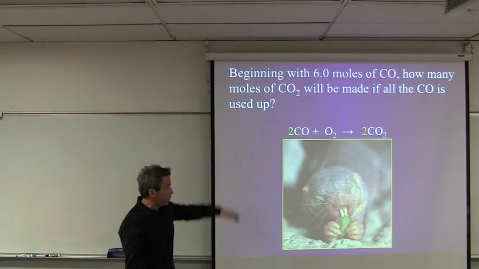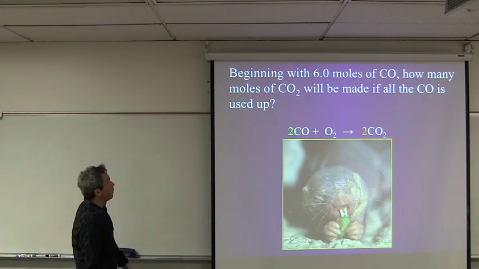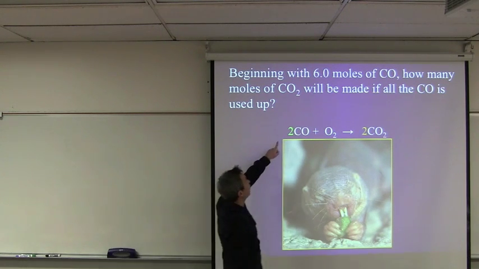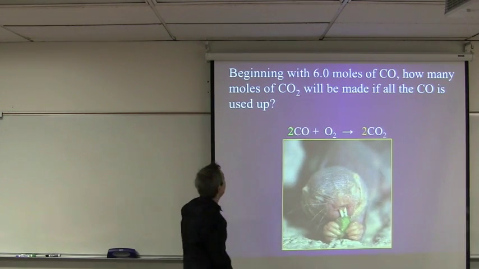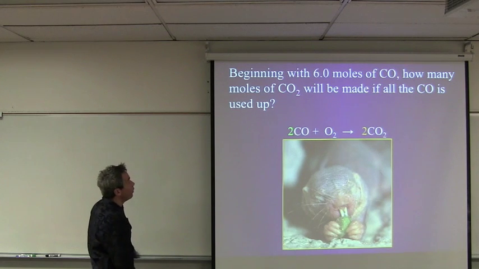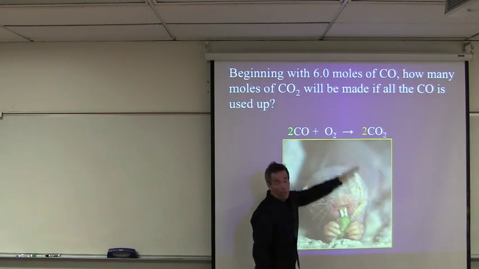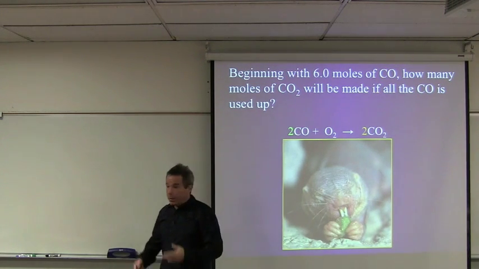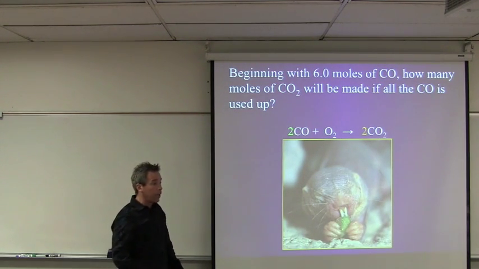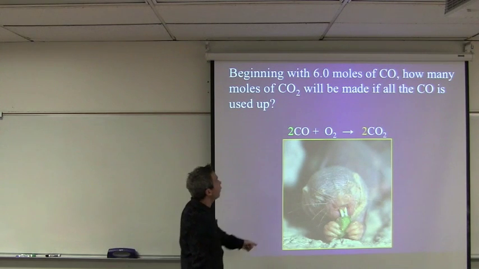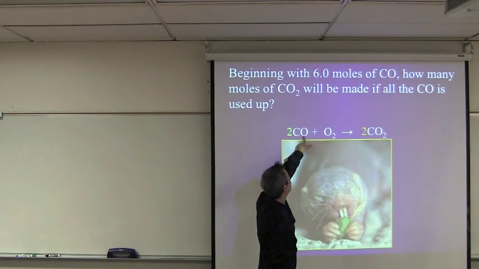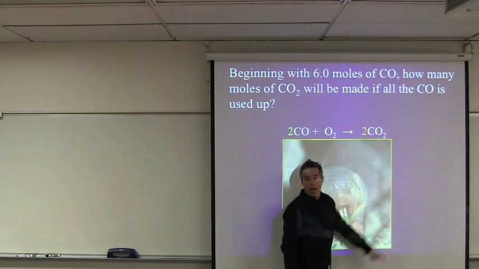Let's think of a certain amount of reactants we start with. So let's say we're going to start with 6 moles of carbon monoxide. How many moles of CO2 will be made if all the carbon monoxide is used up? We'll assume we have an unlimited supply of O2. Now, this is the same kind of thing as the cheese sandwich. We're going to do a unit conversion. We're going to convert from moles of carbon monoxide to moles of carbon dioxide.